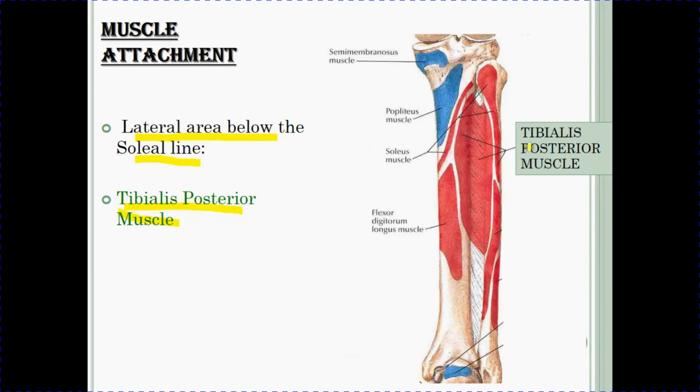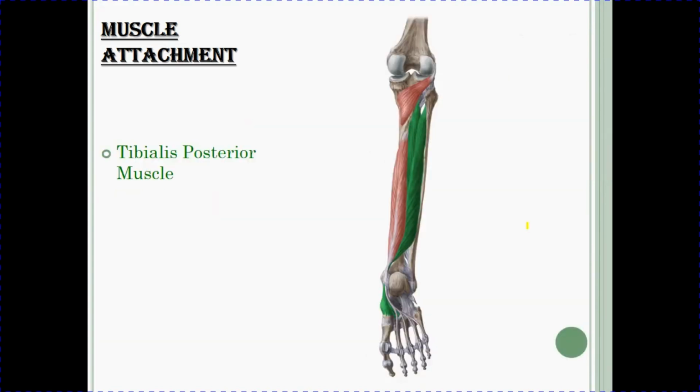This is the tibialis posterior muscle, and you can see it is arising from the lateral area below the soleal line on the posterior surface of the shaft of the tibia. The tibialis posterior muscle also arises from the interosseous membrane as well as from the fibula. Look over here, this is the tibialis posterior muscle, arising from the lateral area on the posterior surface of the shaft of the tibia below the soleal line.